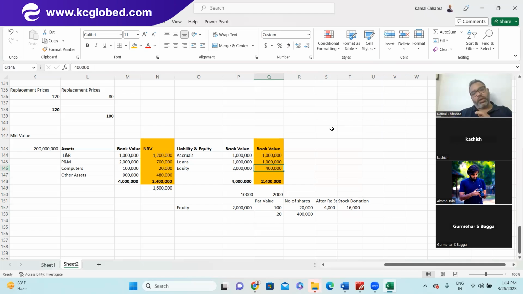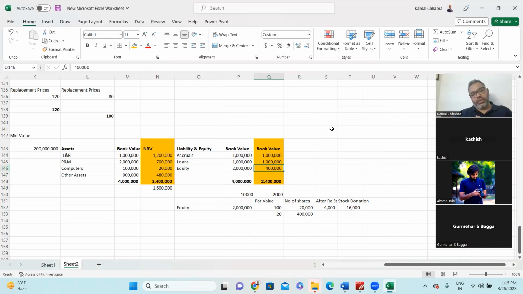So that 400,000, how will it reach? Either you will be foregoing 80% of your equity share. That means earlier you were having 20,000 shares of 100 each, which is $2 million. Right now you have 4,000 shares of 100 each, which results in $400,000 equity. Make sense? So you have foregone 16,000 equity shares.